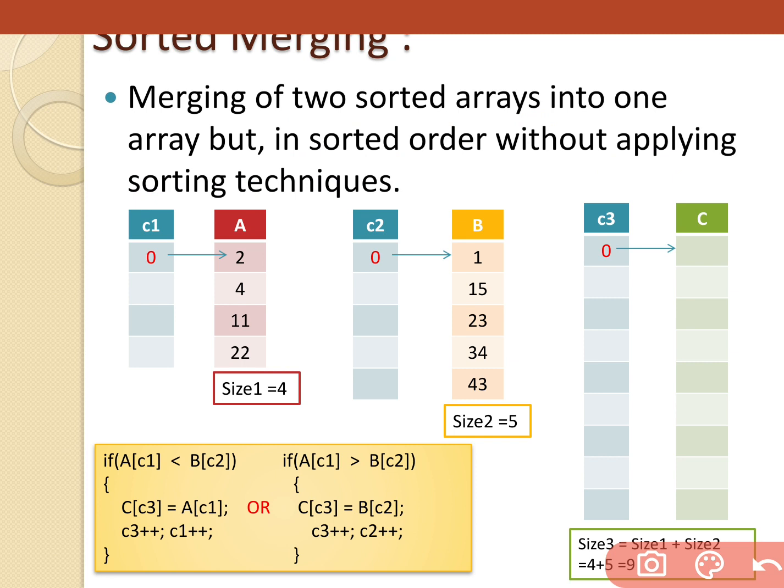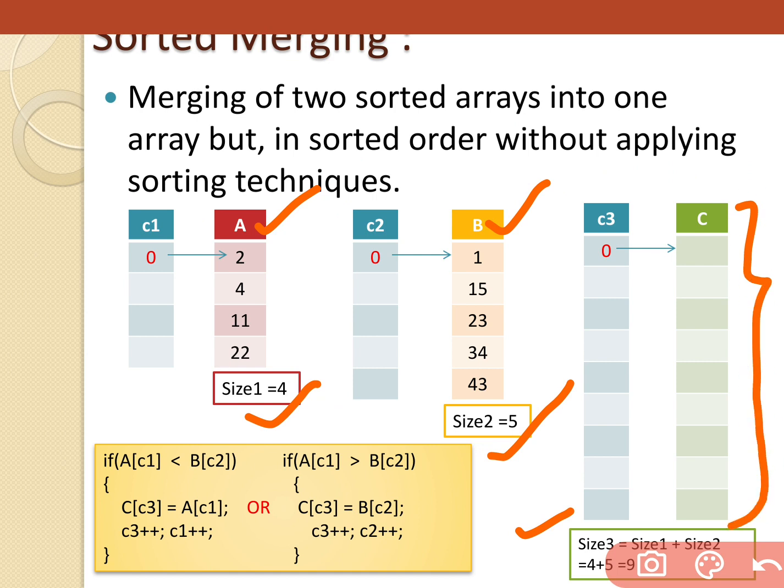See how. Firstly, you have to accept two arrays with the size, and then you have to create the size of the third array. Empty array you are having. Size plus size means, see, already size 1 is 4, size 2 is 5. Size 1 plus size 2 means 4 plus 5 is 9. Third array contains 9 elements, second array contains 5 elements, and first array contains 4 elements. 4, 5, 9.